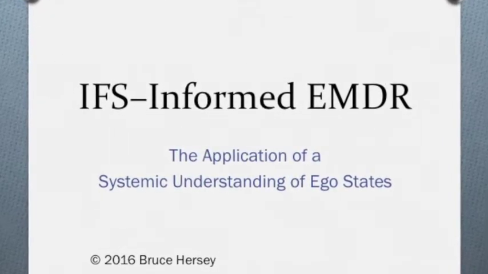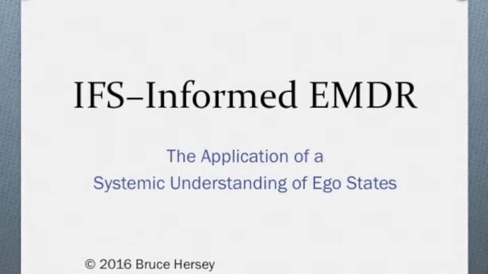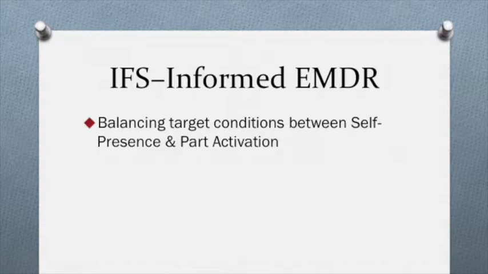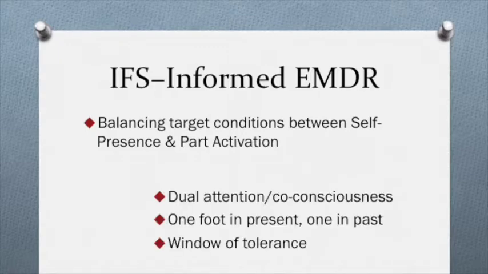IFS-Informed EMDR, the application of a systemic understanding of ego states. IFS-Informed EMDR involves balancing target conditions between self-presence and part activation. This is a systemic variation of the concepts of dual attention, co-consciousness, one foot in the present, one in the past, and Pat Ogden's window of tolerance between hyper and hypoarousal states.